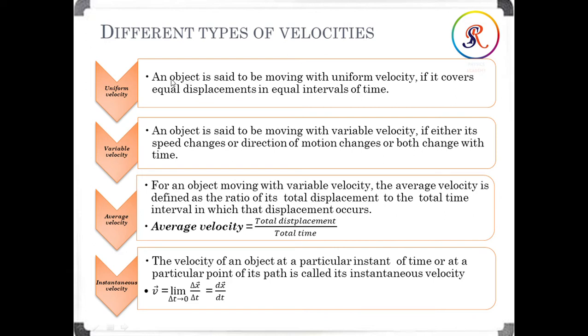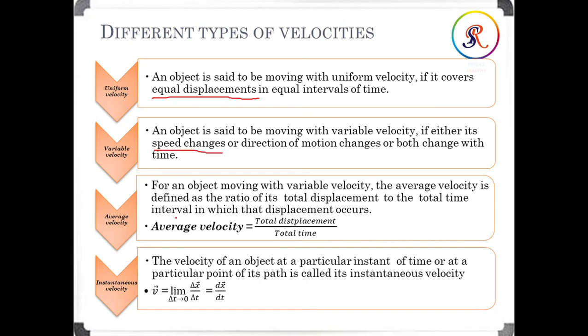An object is said to be moving with uniform velocity if it covers equal displacement in equal intervals of time. There is not too much difference between speed and velocity here, except that in this case it is equal displacement in equal intervals of time, because velocity involves displacement. Now, an object is said to be moving with non-uniform or variable velocity if either its speed changes, or its direction of motion changes, or both change with time. That means we have unequal displacement.